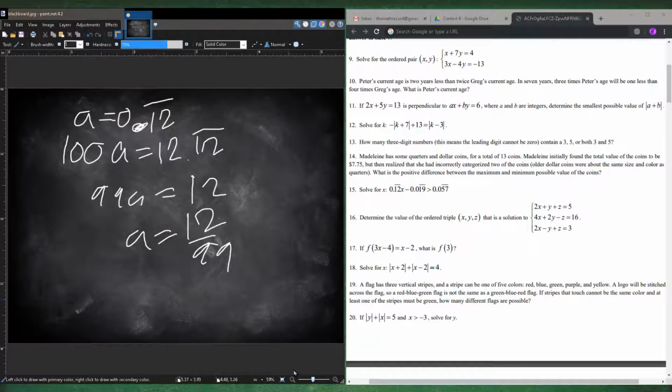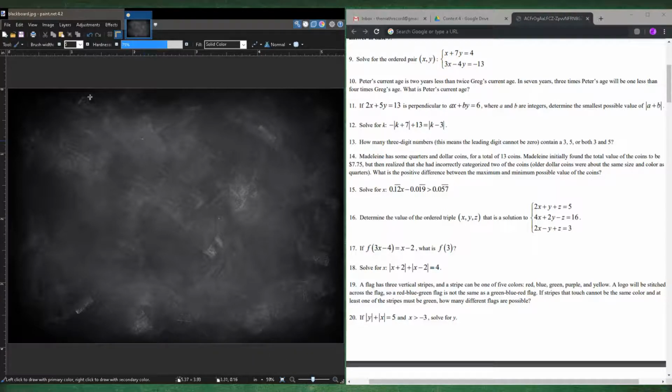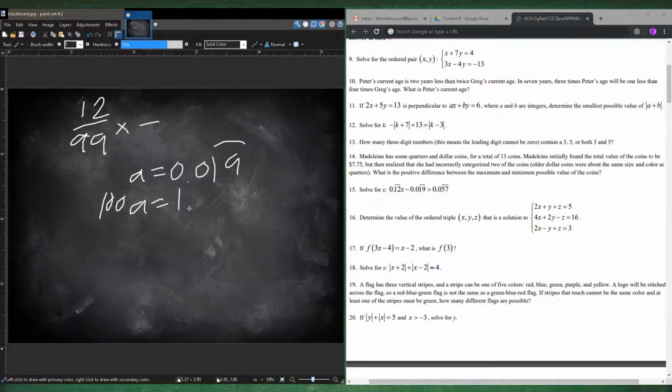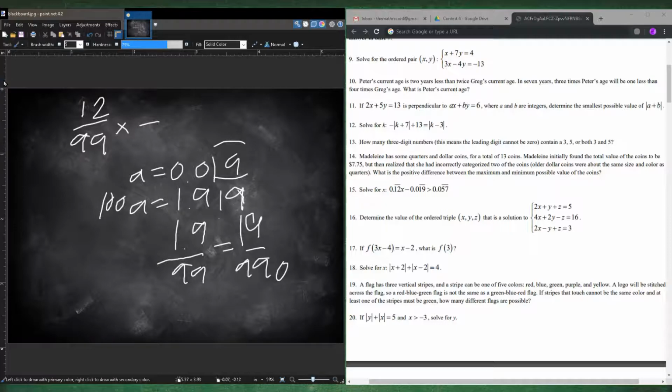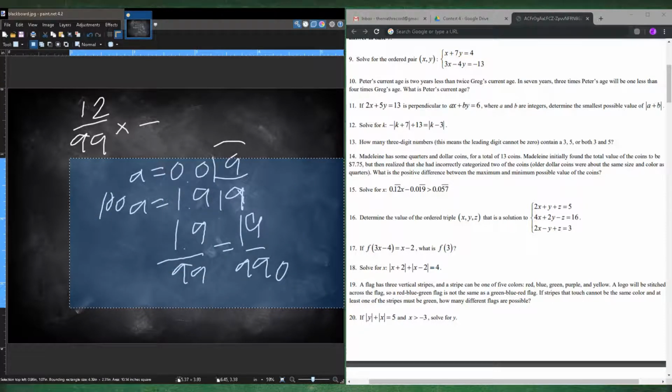So you're basically going to do that for the rest of the repeating decimals. So you have 12 over 99. Let's write that down. x minus 0.019 repeating. So that's A is 0.019 repeating. Multiplied by 100A, so it has 1.9 1.919 repeating. So subtracting that, that's 1.9 over 99. Multiplied by 10, so 19 over 990.